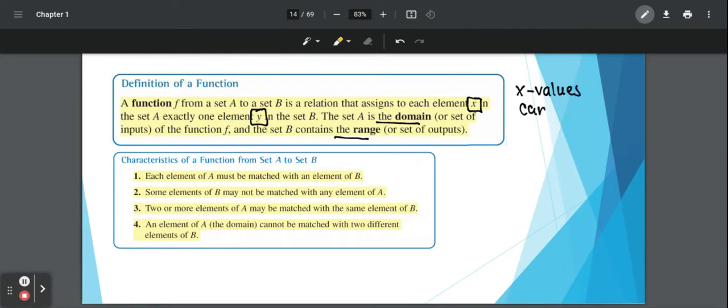can't repeat, and that each X value is matched with exactly one Y value. But your Y values can repeat.